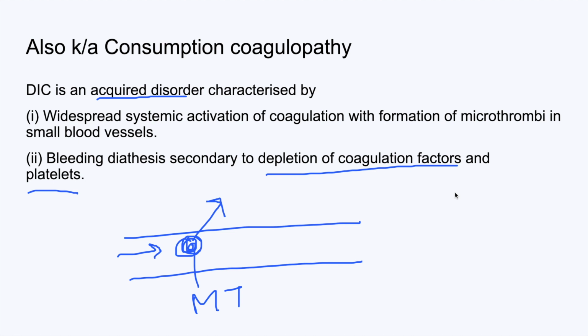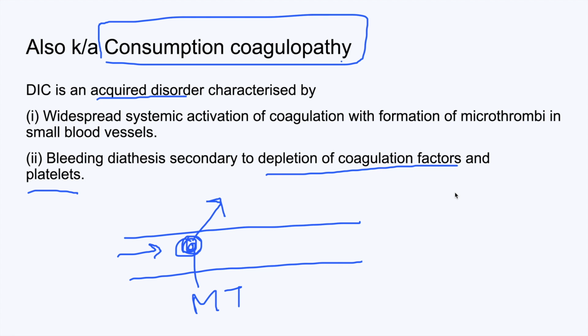So there are two things. This is a paradoxical condition in which thrombosis is going on as well as bleeding. Another name for DIC is consumption coagulopathy. As the name suggests, it is a coagulopathy, that is, there is some abnormality in coagulation, but it is also consumption. It is due to consumption of certain coagulation factors and the platelets.